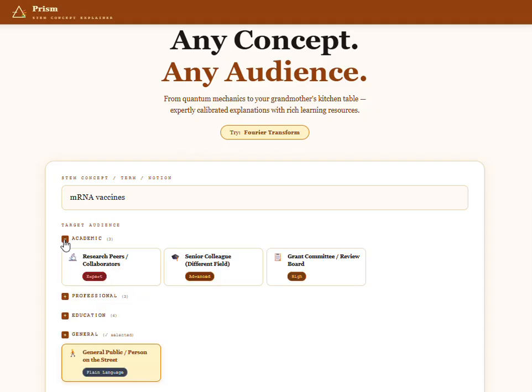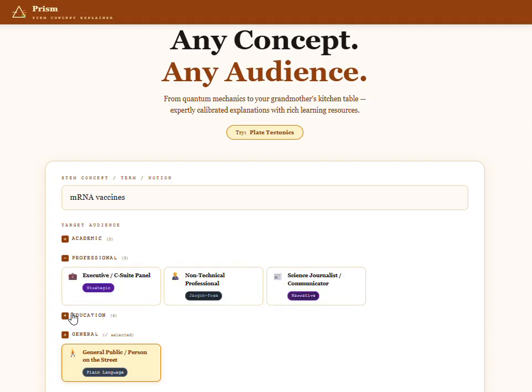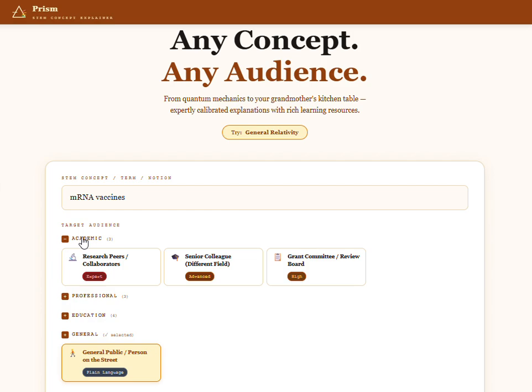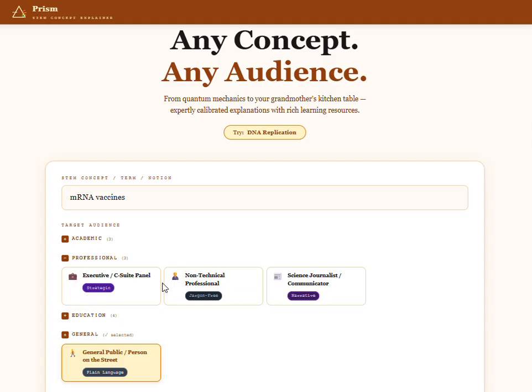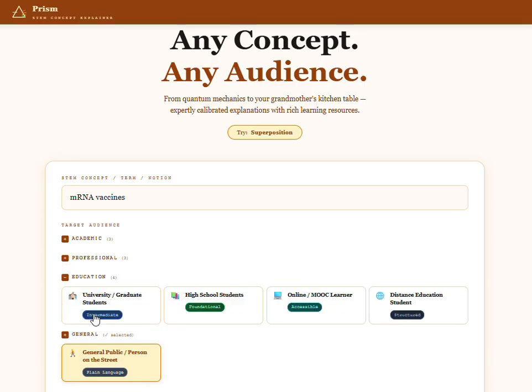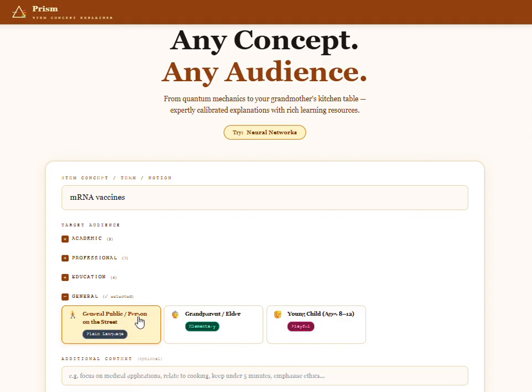and it gives the option to select the target audience, and we have a whole range of target audiences who are categorized as academic, professional, education, and general. In academic, we have research peers, senior colleagues or grant committees. In professional, we have executives or non-technical professionals, even a science journalist or a communicator. And in education, we have grad students or high school students, online or MOOC learners, and distance education students as well. In general, we have the general public, an elder, or a young child.